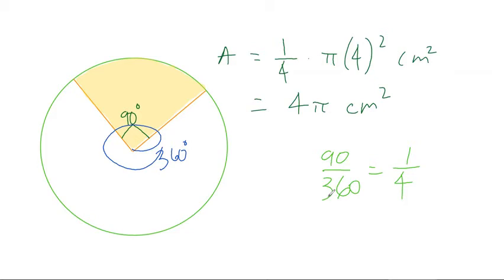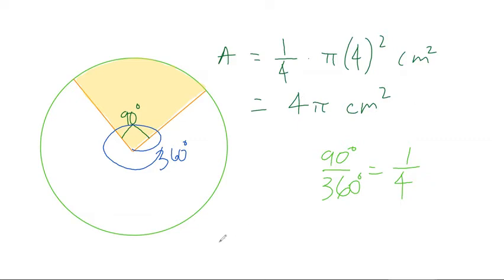The area of the sector is equal to the angle of the sector, 90 degrees, divided by the total angle of the circle, which is always going to be 360 degrees. So in this scenario, it's 90 over 360 times pi times 4 squared. 90 over 360 simplifies down to 1/4. And as a result, we get 4 pi centimeters squared.